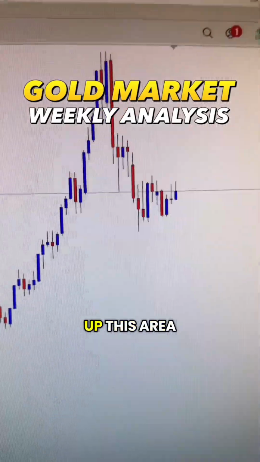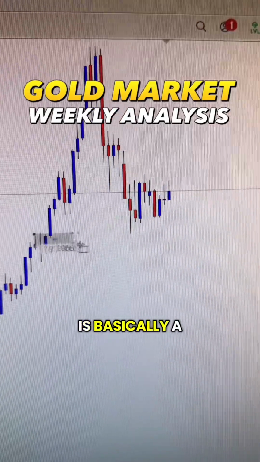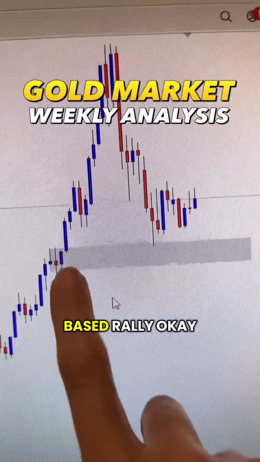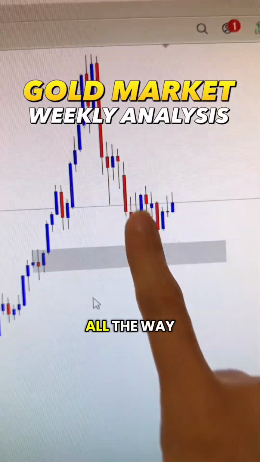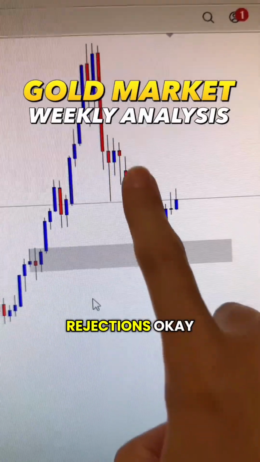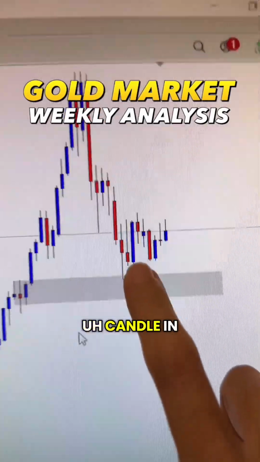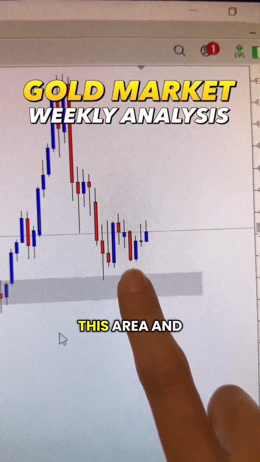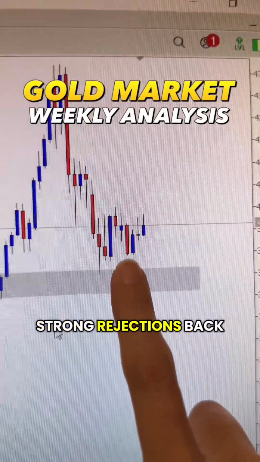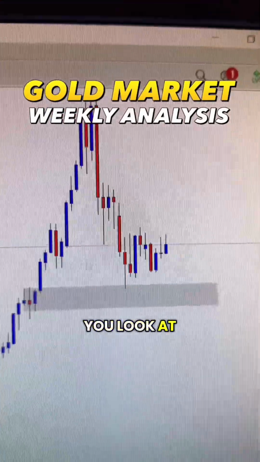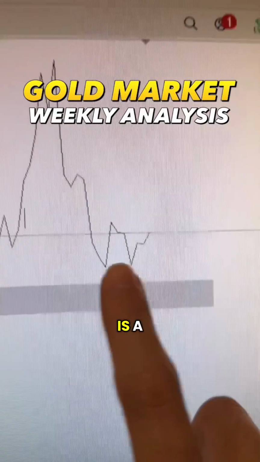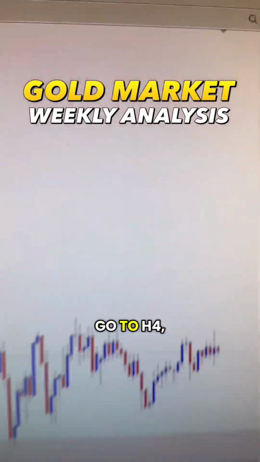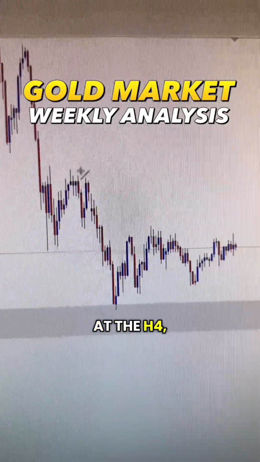If we map out this area, what we can see is a strong demand zone over here. This one is a rally-base-rally. Gold dropped all the way over here and then had a huge rejection, and this candle on the daily formed a bullish candle. Gold tested back to this area and had strong rejections back up. If you look at this line chart, there is somewhat of a double bottom area here.